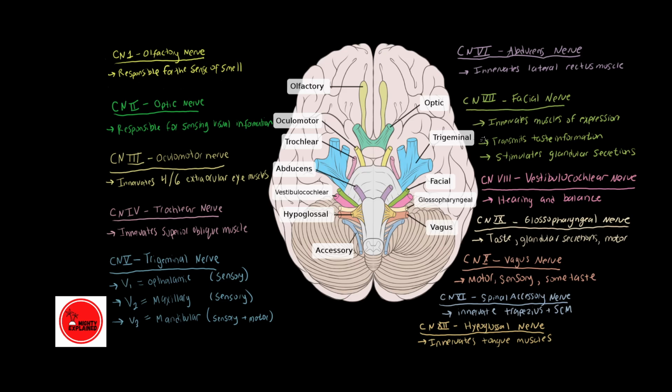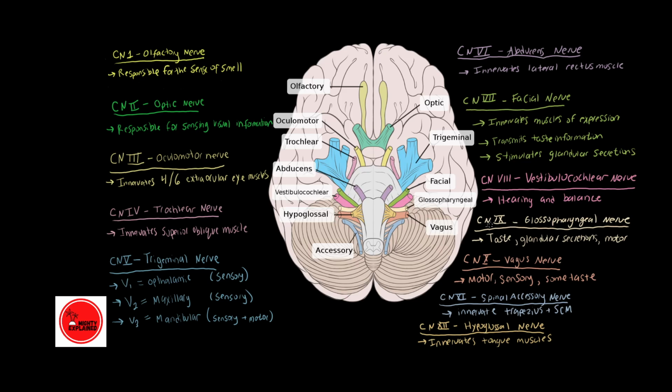Next, we have cranial nerve 8, the vestibulocochlear nerve, which is relatively straightforward. It's also partially in the name. This nerve is responsible for hearing and for balance. Next, we have the glossopharyngeal nerve, which is cranial nerve 9, which is responsible for taste, glandular secretions, and also motor innervation. Next, we have the vagus nerve, cranial nerve number 10, which is responsible for motor innervation of the soft palate and various components of the oral pharynx, some sensory information, and also some taste information.